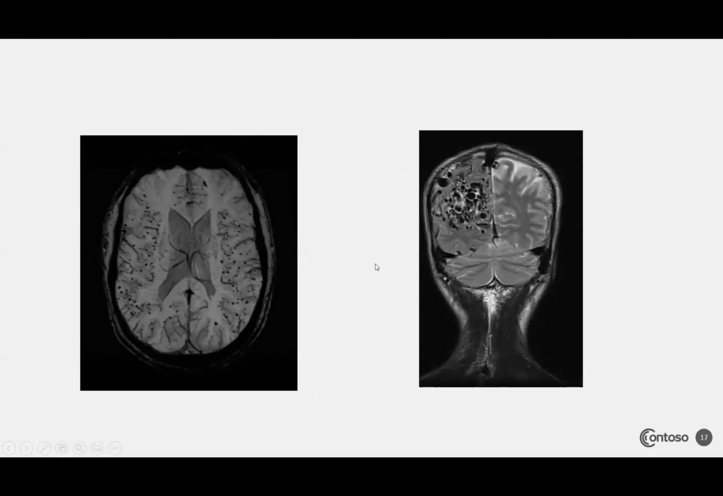MRI and MRA can give us further information about microbleeds. Like here, you will see small dots of hypointense lesions, black holes. This is a patient with amyloid angiopathy. And in this patient, we will see a bag of worms, small dots everywhere. Like this is the head of the big worm. It's an AVM. So it can give you more illustration and more information about your patient.